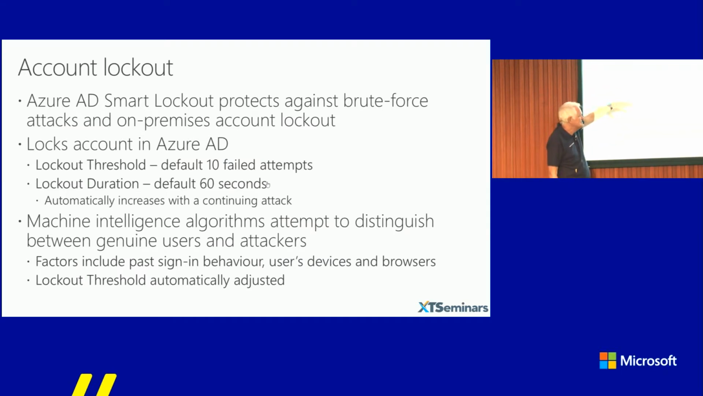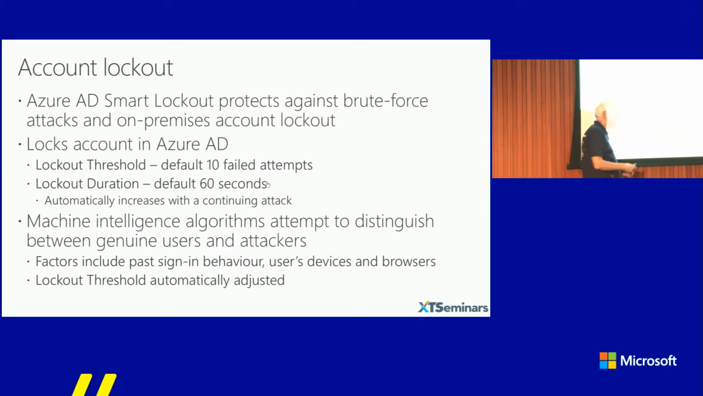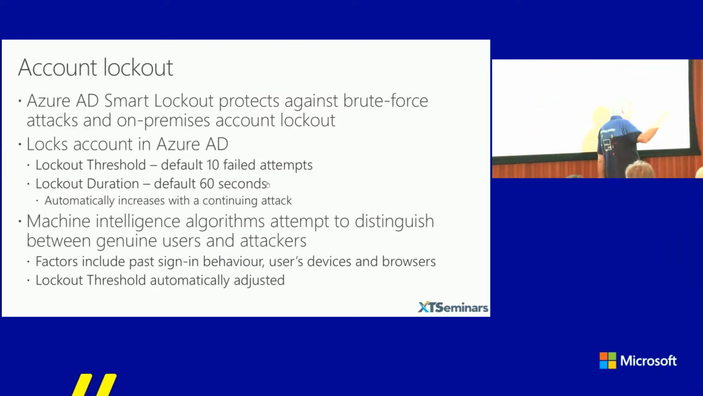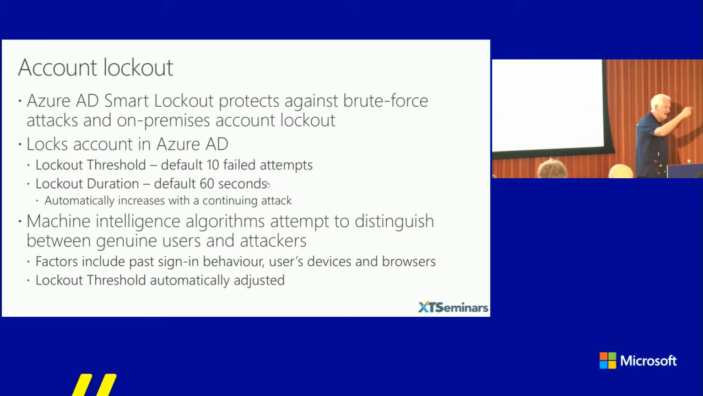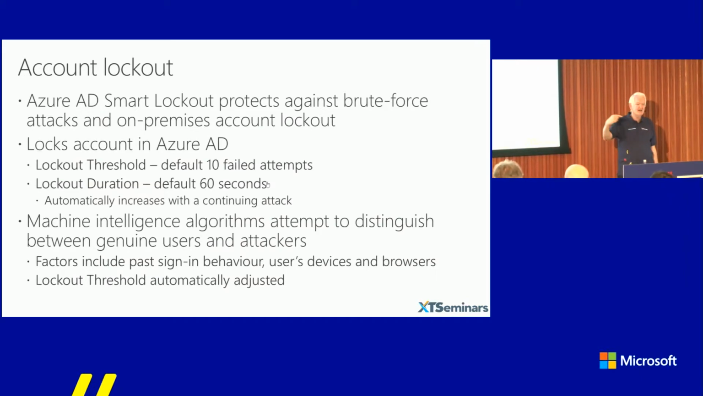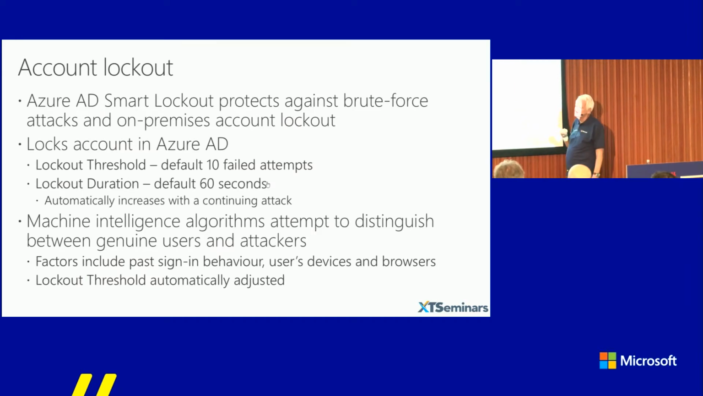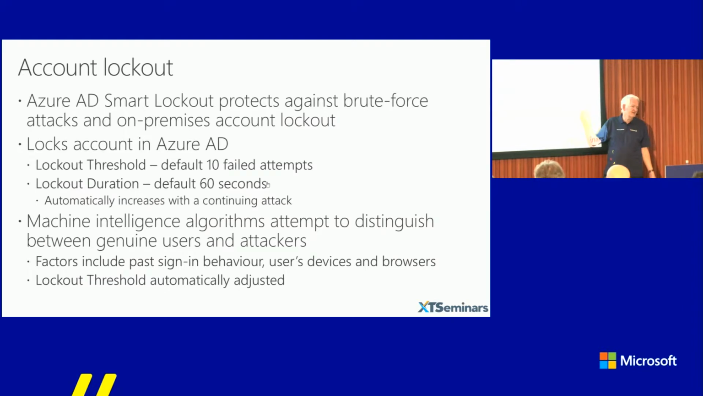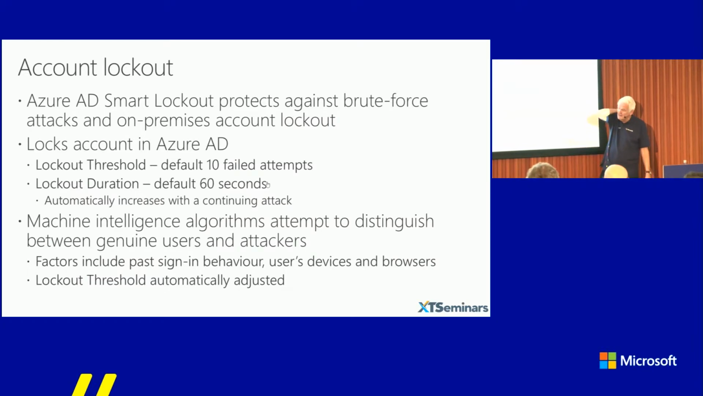But it's a very intelligent lockout because what it's looking for is, if you're coming from your normal IP address to log in, it will say, actually, do you know what? That's probably okay. So it will lock out from other addresses, but not necessarily lock out straight away from your own IP that you've been using previously. So it's running AI and looking at behaviors. So it will change things. So past sign-in behavior, user device, browser, IP address, etc. And it automatically adjusts. Now, those are the defaults.